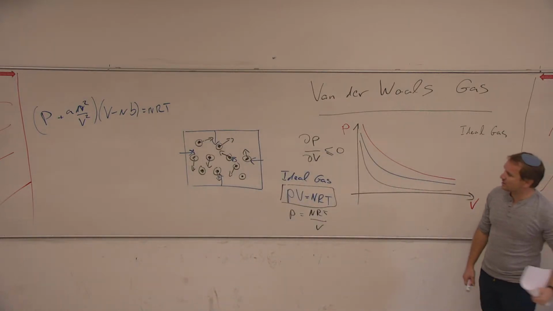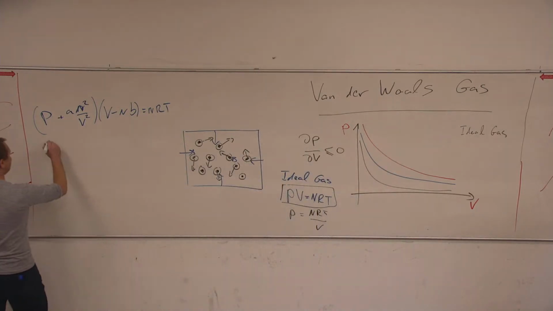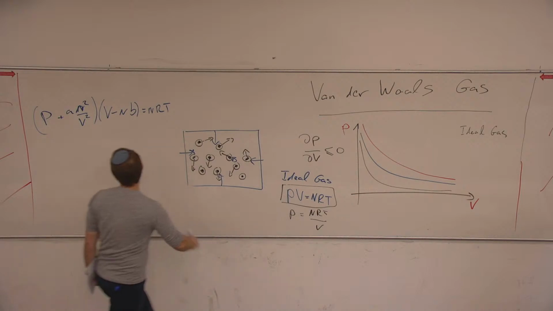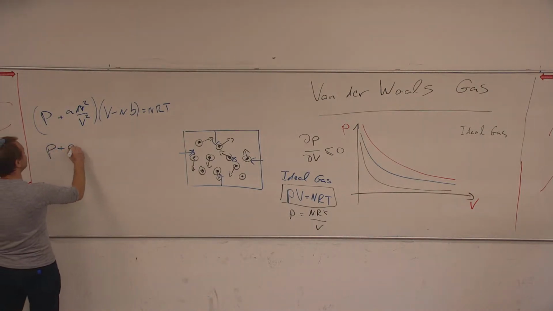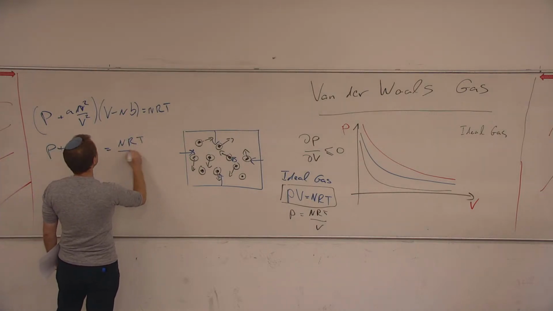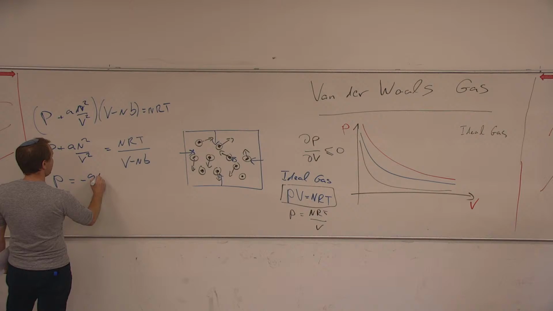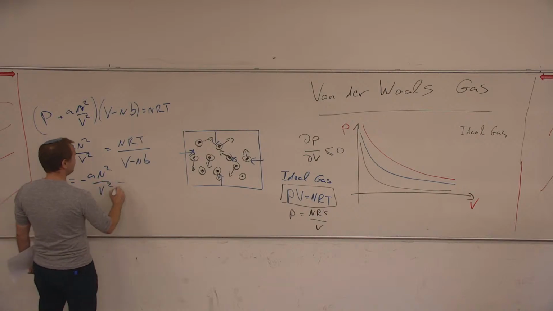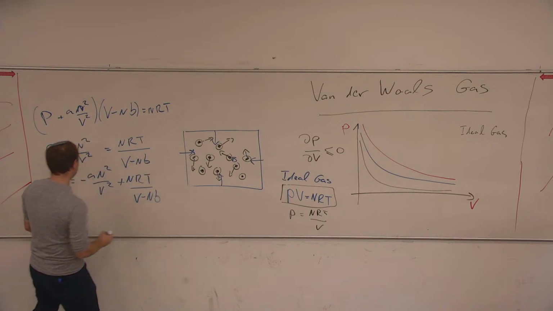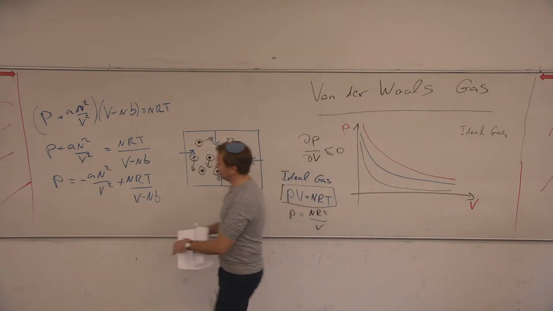Okay, so let's start, and let's try to plot the behavior of P as a function of V. If we solve this, we have P plus A n squared divided by V squared equals nRT divided by V minus nb, so P equals minus A n squared divided by V squared plus nRT divided by V minus nb. So instead of plotting P equals nRT divided by V, we're plotting this equation.